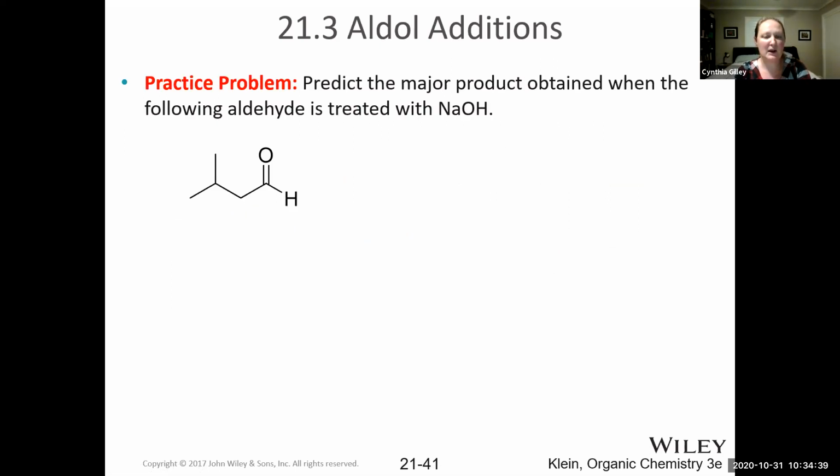Let's do a practice problem. At this point, I would like you to predict the major product obtained when the following aldehyde is treated with sodium hydroxide. So always look at the section that we're in. We've been talking about aldol addition reactions. So we're going to be drawing the aldol addition product when two of these aldehydes are combined, right, to form one aldol product.